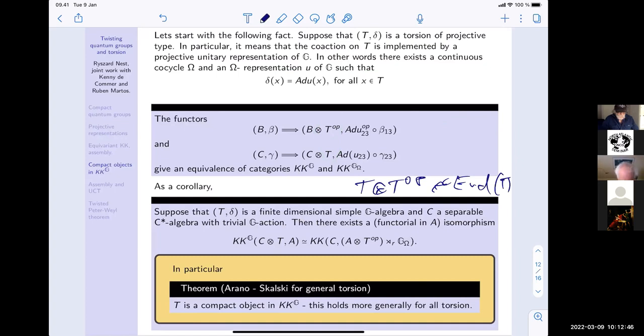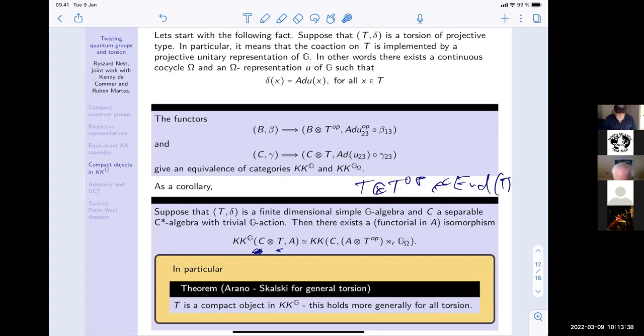So now the simplest, easiest thing to do is if I've got a finite dimensional simple G algebra T, and I've got one which has trivial action. What I can do is, first of all, use this equivalence to go from C tensor T comma A to C A tensor T opposite. And now use the fact that this is G omega's compact quantum group. So I can use the Green-Julg theorem to go here, and hence this is a compact object. More than that, I can actually compute the result. So this tells me how to construct my K homology functor.